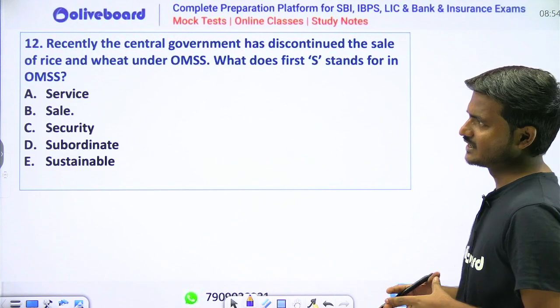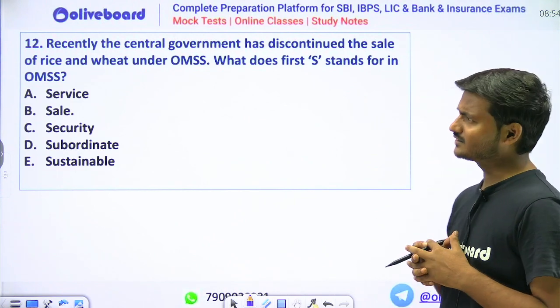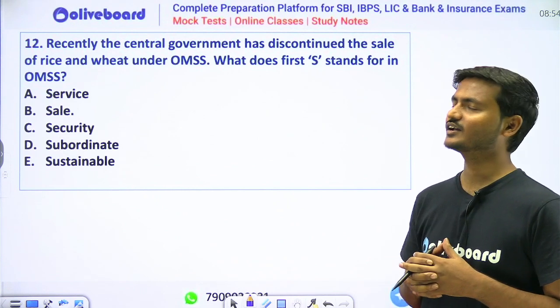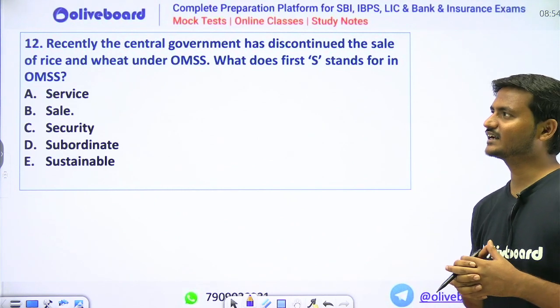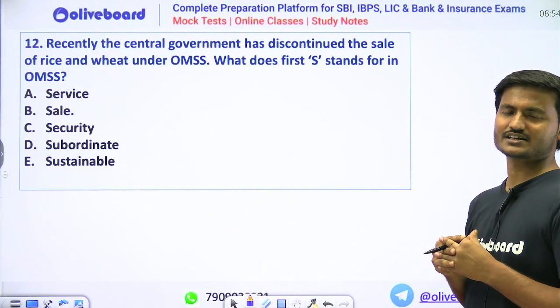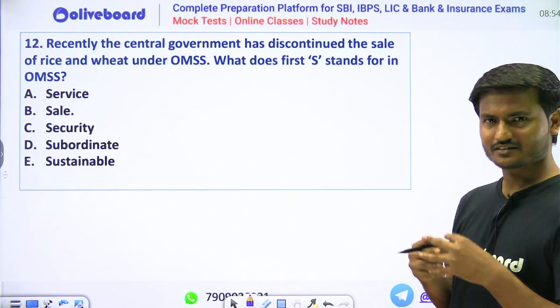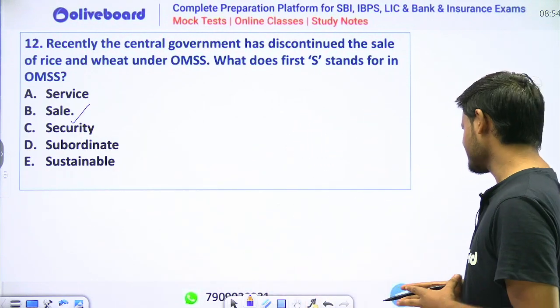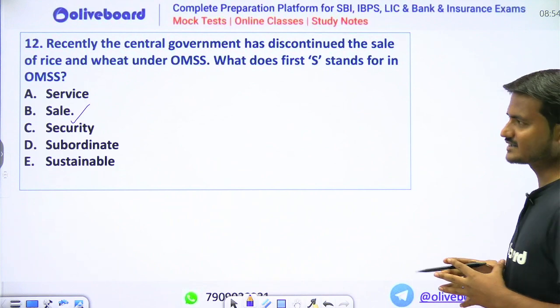Now next question. Recently the central government has discontinued the sale of rice and wheat under OMSS, that is Open Market Sales Scheme. What does the first S stand for? The first S here stands for sale, that is Open Market Sales Scheme is the full form of OMSS.